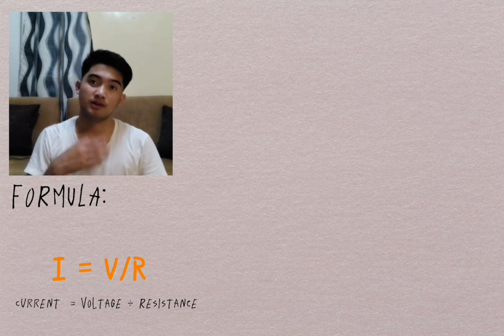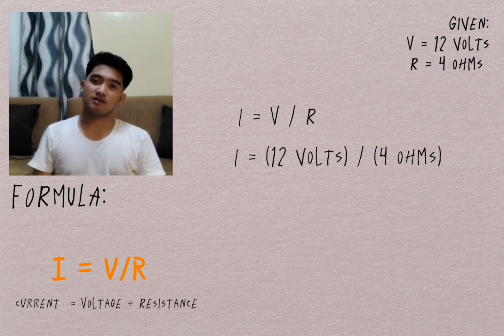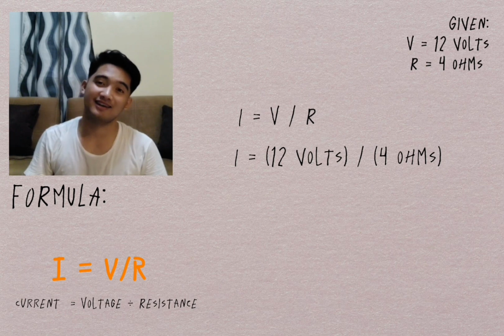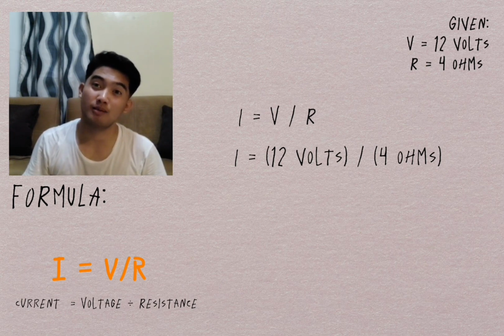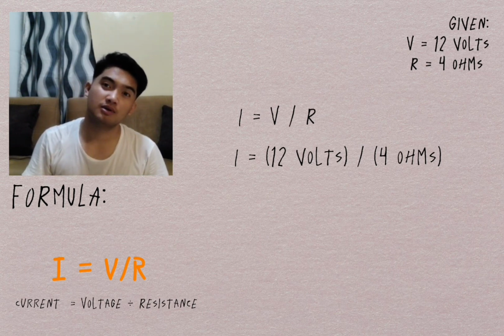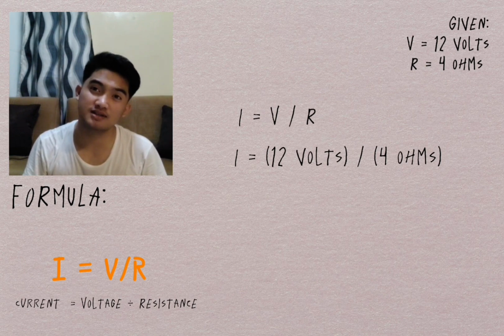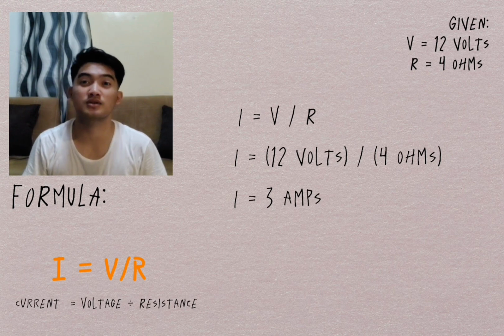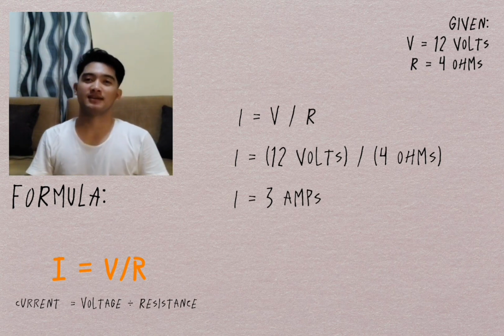To put in the given, V equals 12 volts and R equals 4 ohms. So divide the two: 12 volts divided by 4 ohms equals 3 amps. The unit to be used is amps. Thank you Samuel for solving problem 1, which is finding the current, or I.